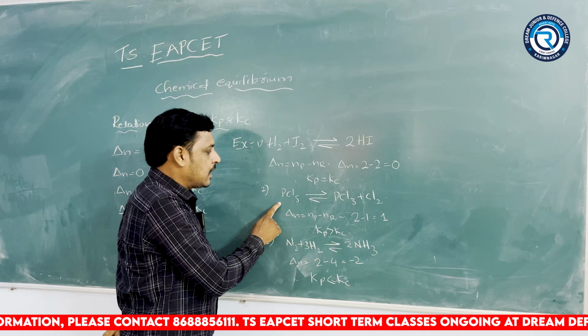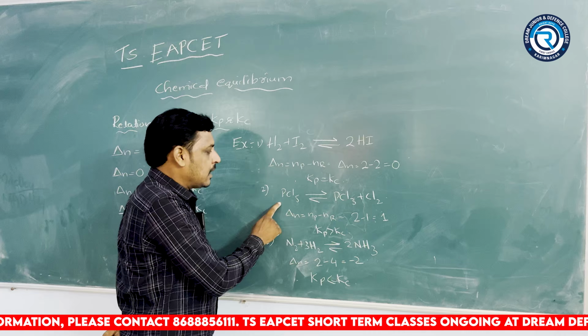Kp less than Kc. For example, I2 plus H2 gives 2 HI. Delta n is the number of moles of product minus the number of moles of reactant. The number of moles of product is 2. The number of moles of reactant is 1 H2 and 1 I2, so 2 minus 2 is 0.